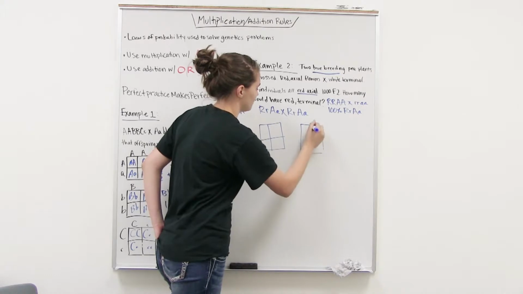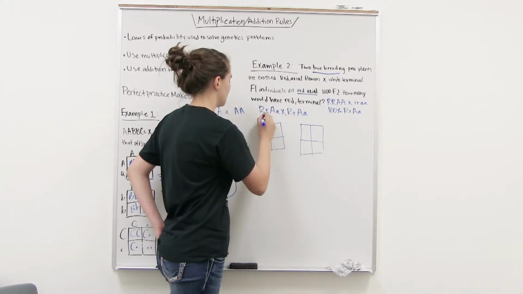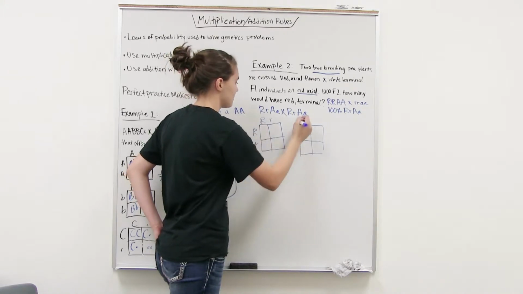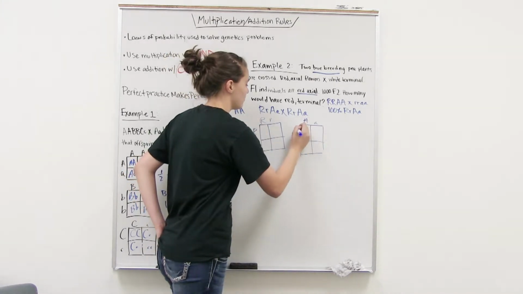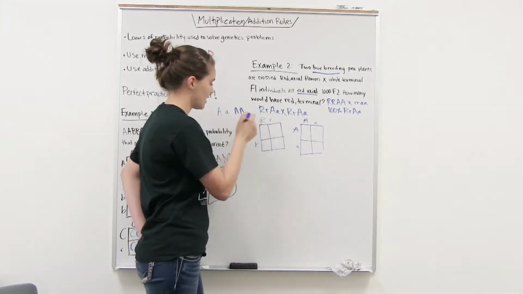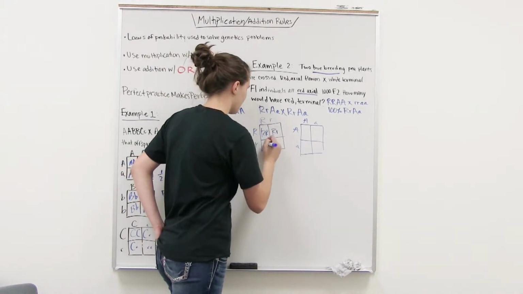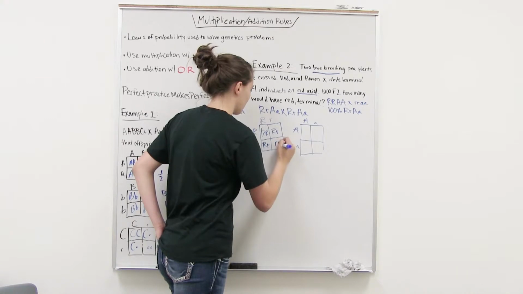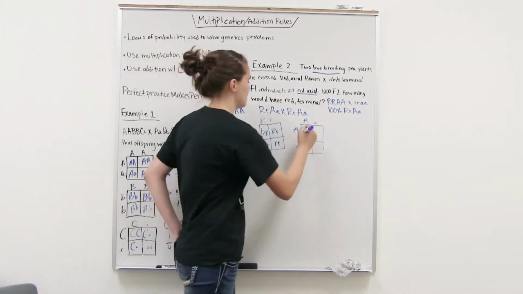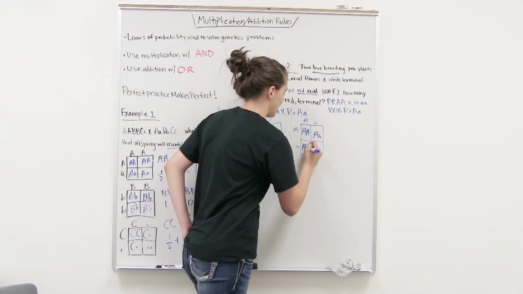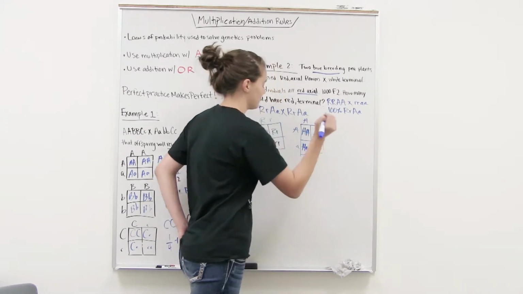Sorry, this is not perfectly straight. So we're going to set up our R right here, and then these R's here. Big A, little a, big A, little a. So now we're just going to bring everything down. Big R, big R, big R, little r, big R, little r, little r, little r. Same thing here. Big A, big A, big A, little a, big A, little a, little a, little a.